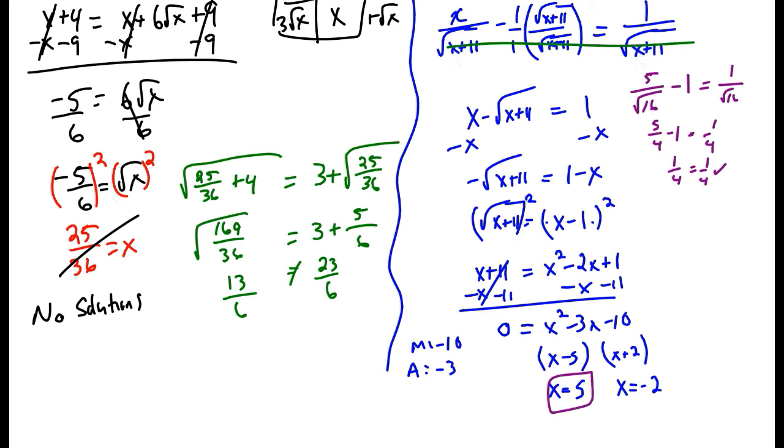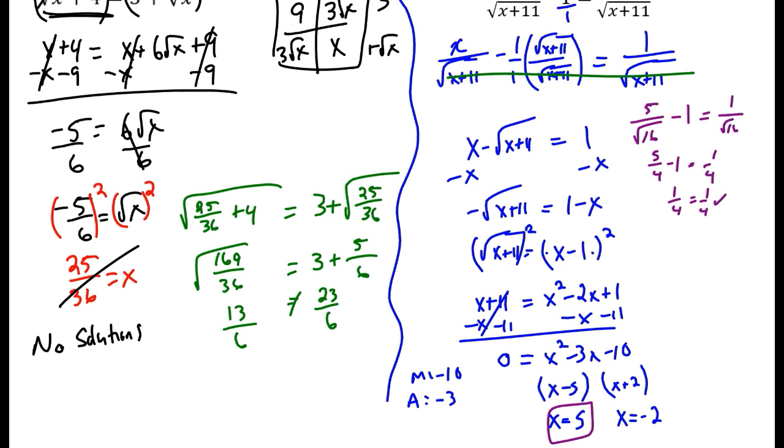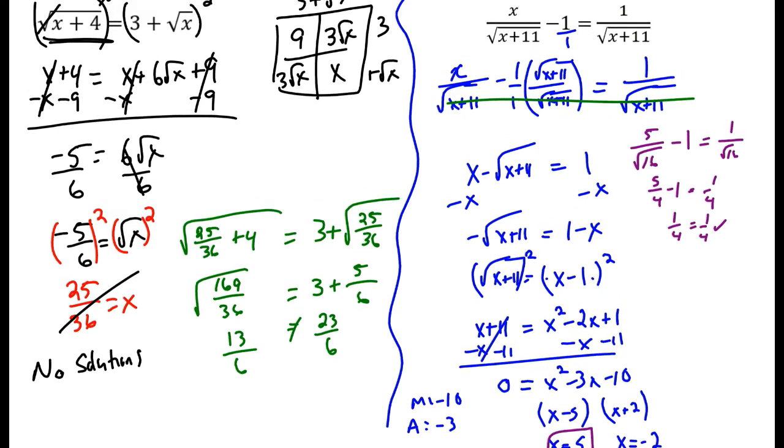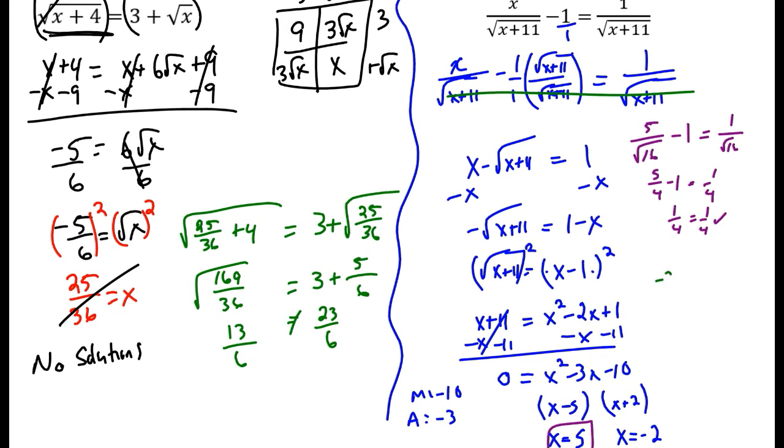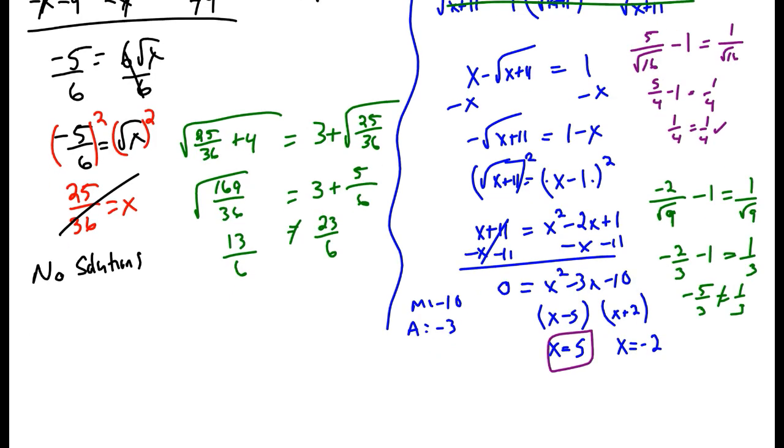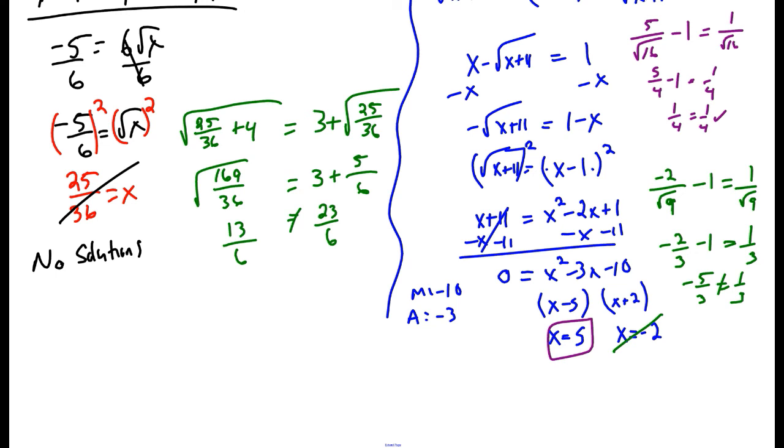Now let's plug in negative 2 and see if that's a solution. So negative 2 over, well, what's negative 2 plus 11? Radical 9 minus 1. Does that equal 1 over radical 9? Well, radical 9 is 3, so negative 2/3 minus 1. Does that equal 1/3? Well, negative 2/3 minus 1 is negative 5/3, which is not 1/3. So we do have an extraneous solution here of x equals negative 2. So our final solution is just x equals 5.